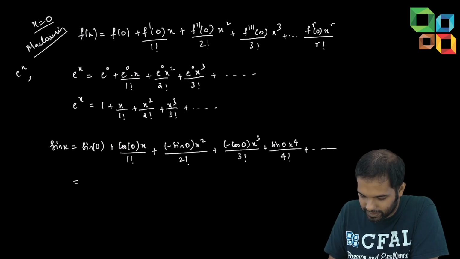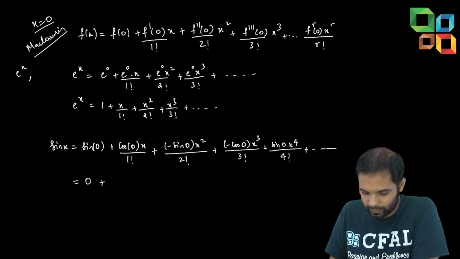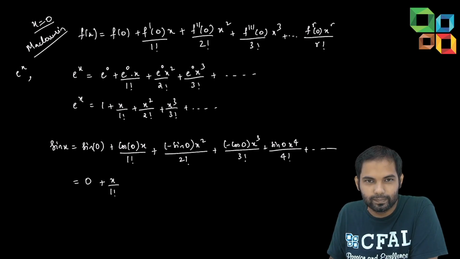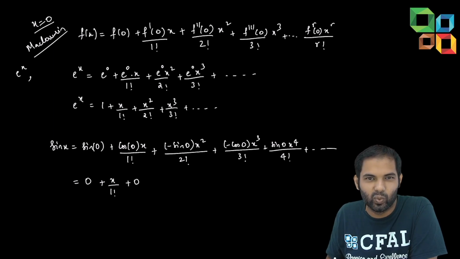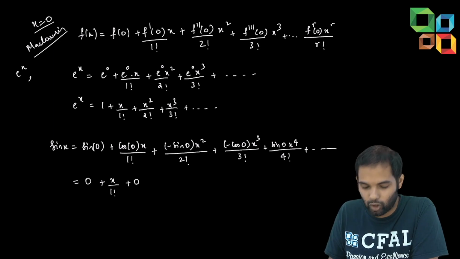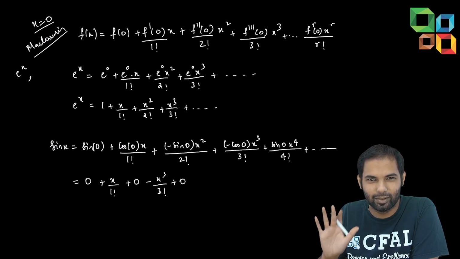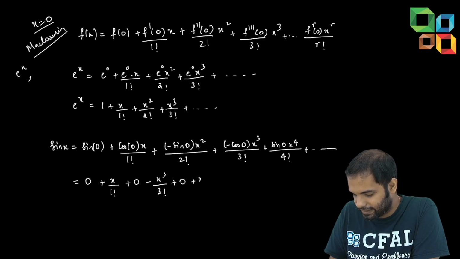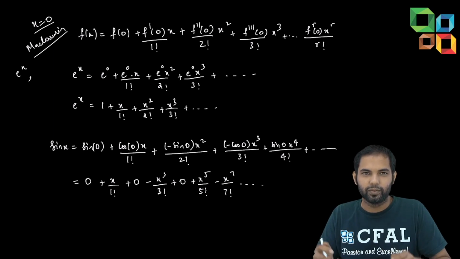Let's try to figure out what this is. Sine 0 is 0. Cos 0 is 1. So it is x by 1 factorial. Minus sine 0 is 0. Next term is minus cos 0, so minus x cube by 3 factorial. Next term is 0 again, wherever there's sine 0, it will be 0. I think you can directly guess the next term. It will be plus x power 5 by 5 factorial. Next is x power 7 by 7 factorial. If you want, take some more terms and try to figure out the series.